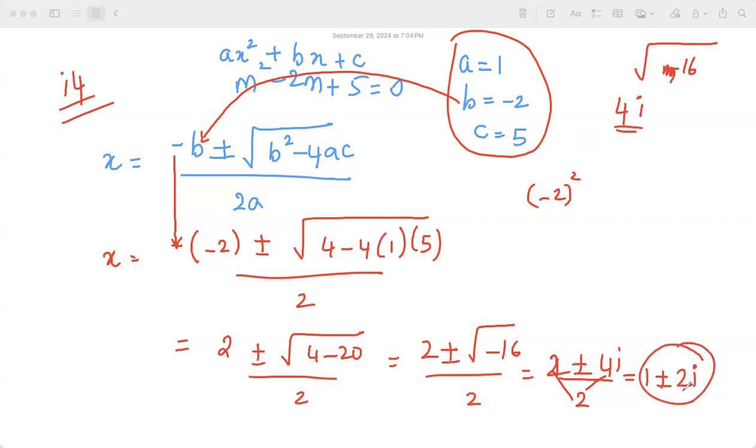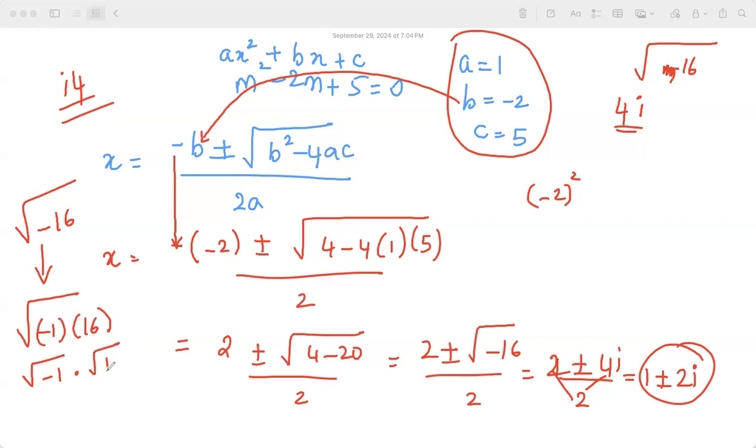Any questions? Why is there 4i? Good question. Square root of -16, correct? The square root of -16 can be written as square root of -1 times 16. Now, I can write this out as square root of -1 times square root of 16. This becomes i, this becomes 4. Instead of writing i4, I prefer to write 4i and I want everybody to write 4i. Does it make sense? Yes, thank you.